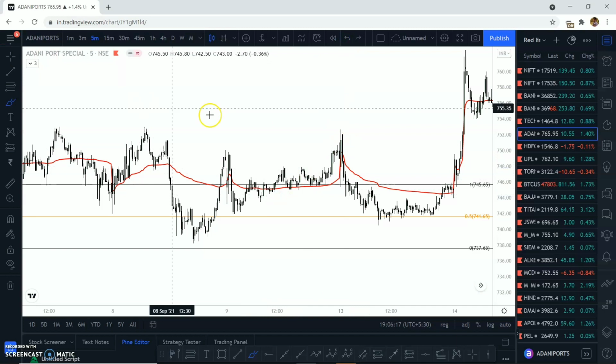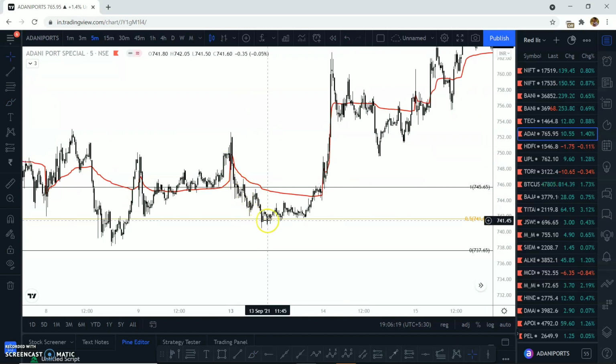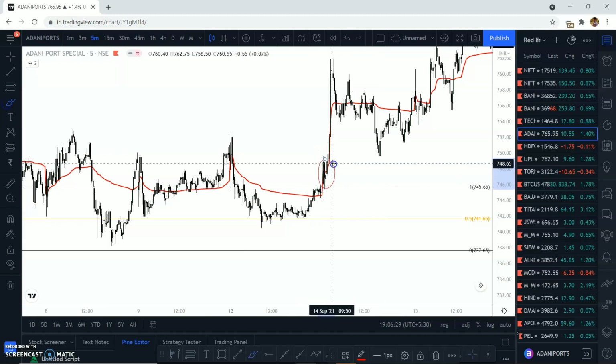Now what happens here, if you see, definitely the price is respecting the 50%. I sometimes take trades here as well, but you need to develop an understanding of price there. Again, this is where I re-entered this trade somewhere here.